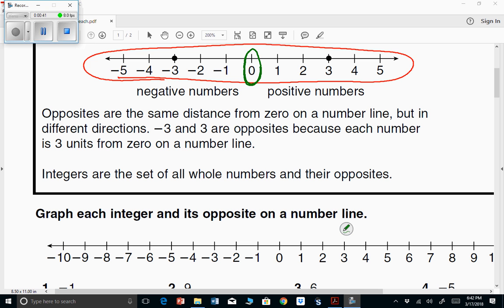You can write a number line in your notes to use as well. Zero is neither positive nor negative. All these numbers out here are positive integers, and these ones are negative integers.